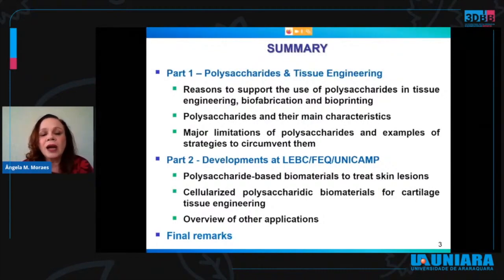In the second part, I will share with you some of the developments that we have been doing in the lab I coordinate at Unicamp, LEBC. We'll talk about basically two points: polysaccharide-based biomaterials to treat skin lesions and cellularized polysaccharidic biomaterials for cartilage tissue engineering. I'll give you also a very brief overview of other applications we are working with recently. And I will finish the presentation with some final remarks.